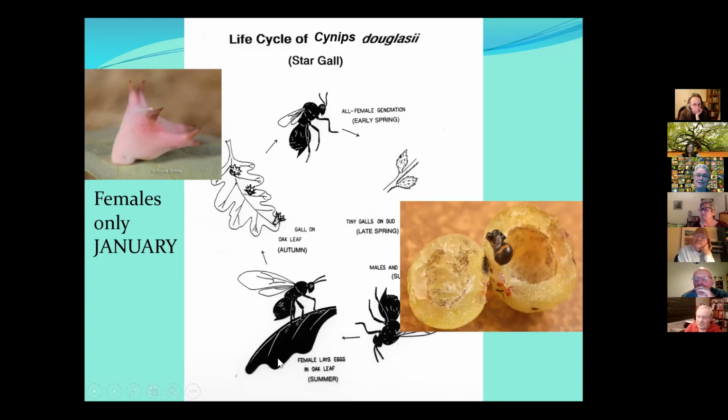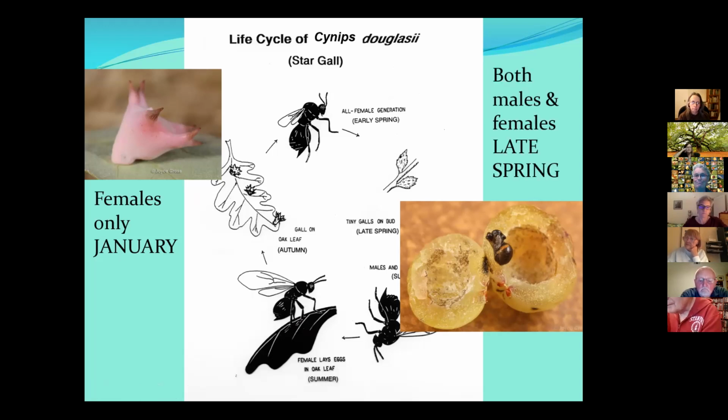They'll lay their eggs on leaf galls. So the bud gall lasts just through April. And then by late April, we've got the mating happening and the eggs are being laid in leaves. And by June, July, we've got these things forming, and they're obvious. That's the cycle. Okay, both males and females come out in the late spring, but we have females only coming out in January and February.